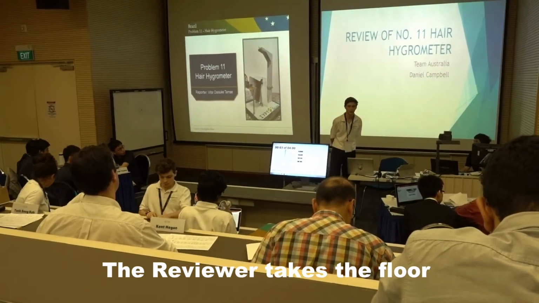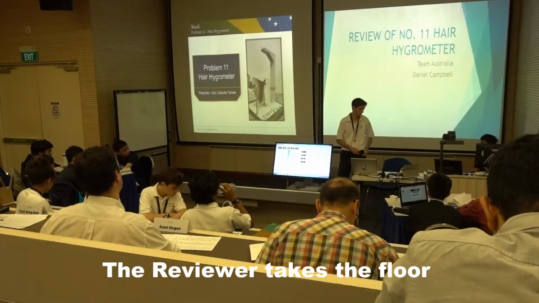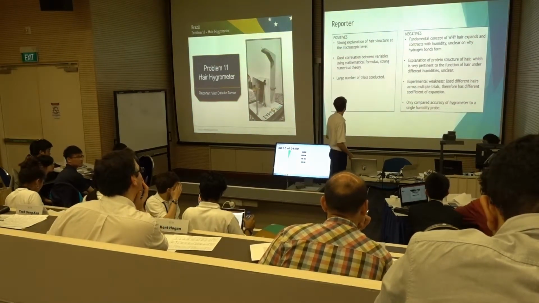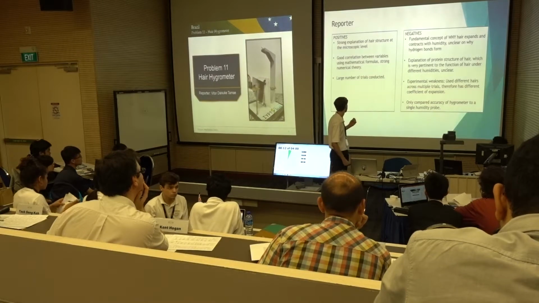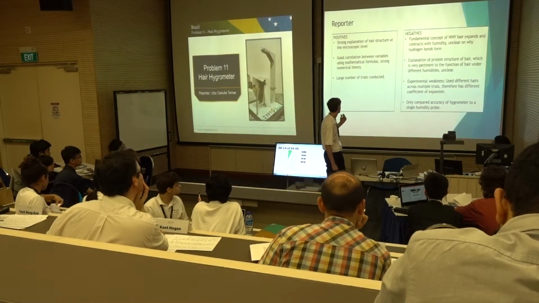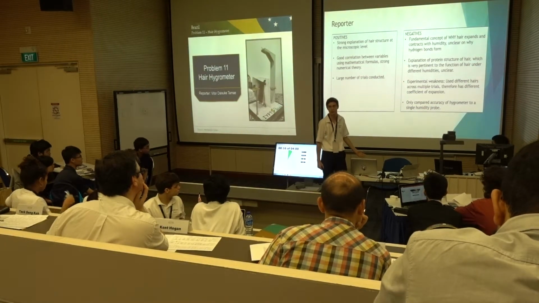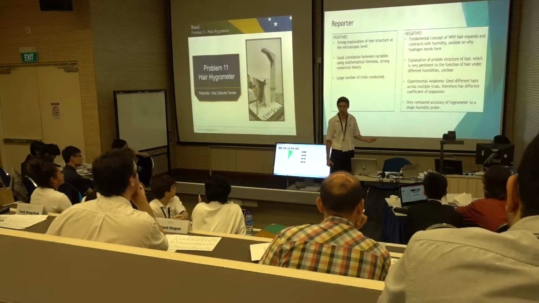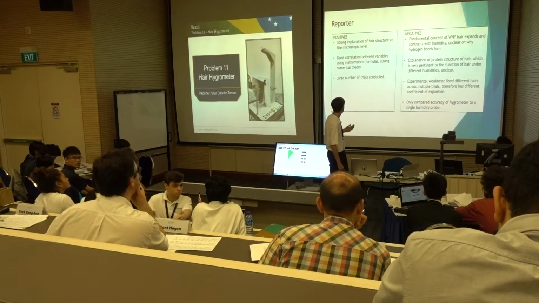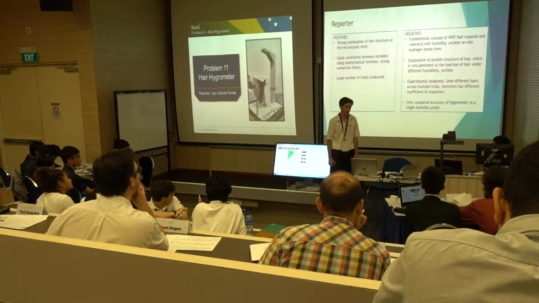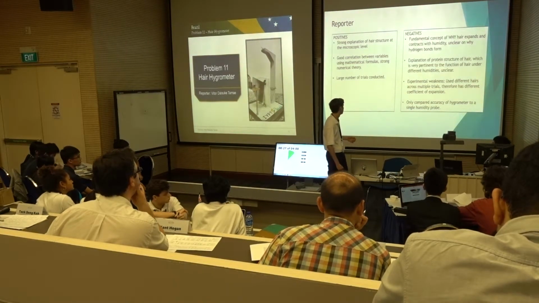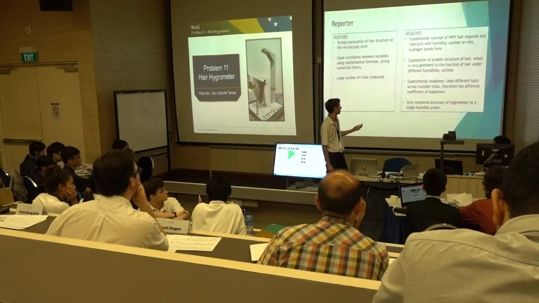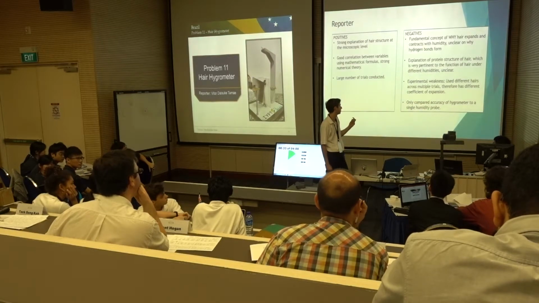Okay, my name is Daniel Campbell and I'll be reviewing problem number 11, hair hygrometer. So we saw a number of positives from the reporter, mainly that he had a strong explanation of the hair structure at the microscopic level and he had a good correlation between the variables and mathematical formulas. And I thought that was very positive in showing the effect of varying parameters on the length of the hair. He had a large number of trials conducted and so I commend him on that. That improved the validity of his results. I think he could have explained more the fundamental concept of why the hair expands and contracts with humidity.